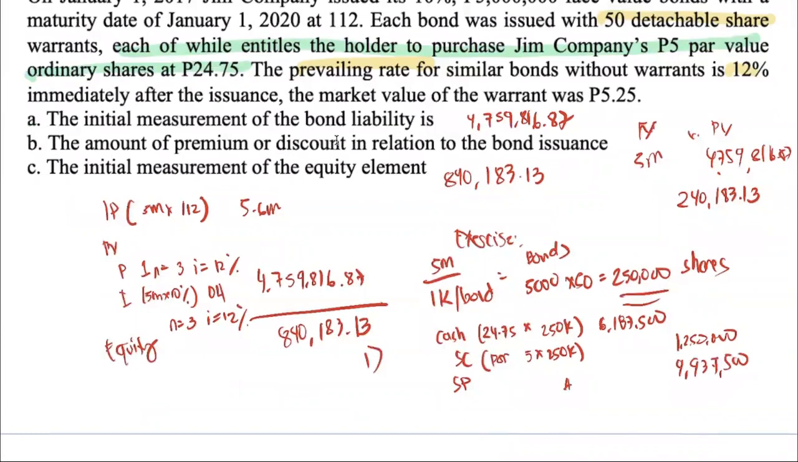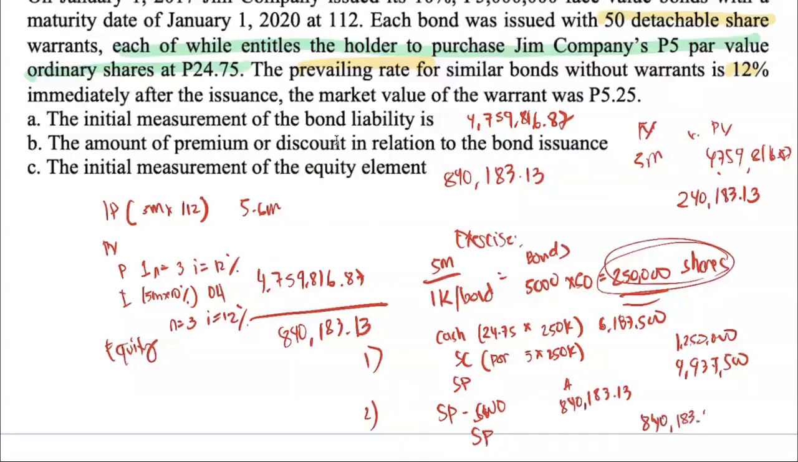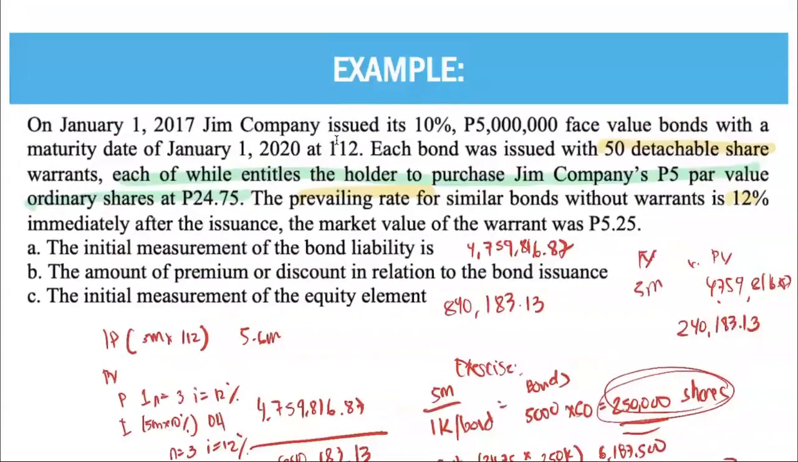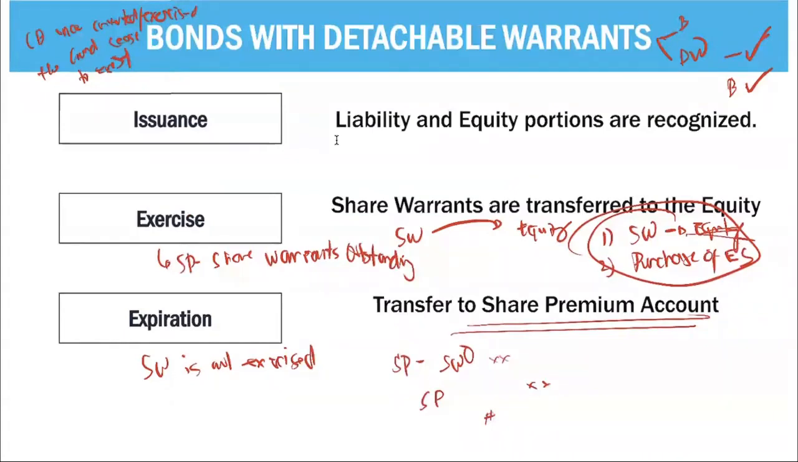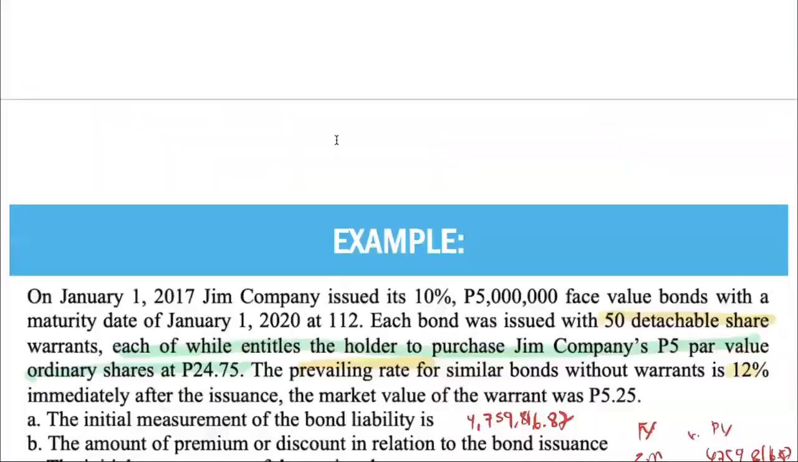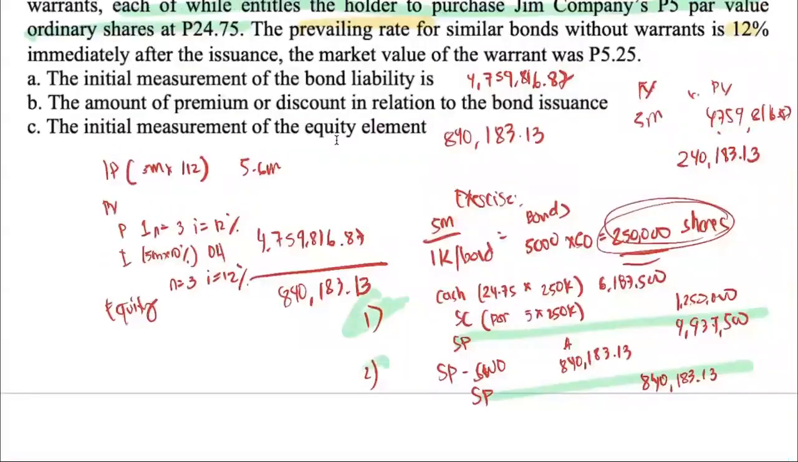Because as we said, if it's converted, first, you need to record the conversion. So first, we need to know how many shares were to be converted. And then second, you need to transfer the share warrants outstanding to your share premium account. So what is the share warrants outstanding? We have computed the equity at 840,183.13, and then share premium 840,183.13. So if asked how much is the total share premium, this is what you will answer. Add this and this. Okay? So again, if there is an exercise of your detachable warrant, two items. The share warrants is transferred to equity and we record the purchase of equity securities. So here we recorded first the purchase of equity securities and then subsequently we transferred the share warrants to equity.